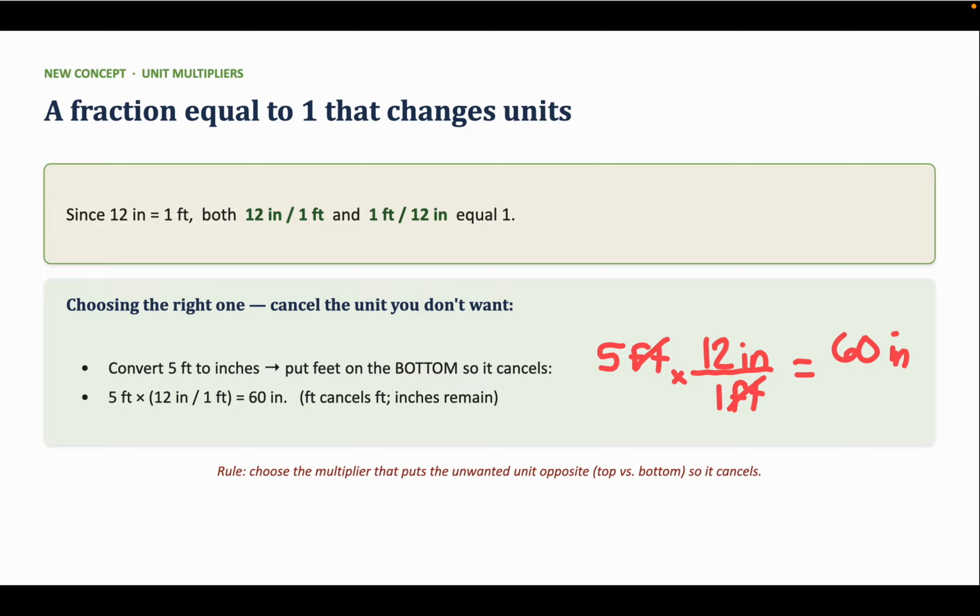And remember to choose the correct unit multiplier. We want to pick the one whose fraction puts the unit you want to cancel in the opposite position. The top cancels the bottom. The unit you keep should be the one that does not cancel.